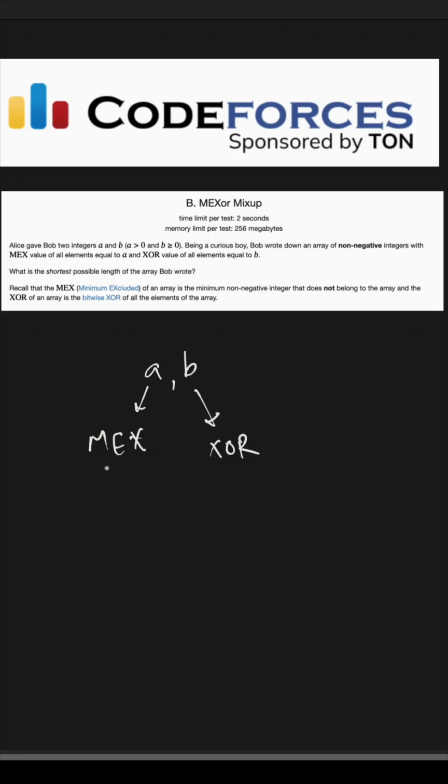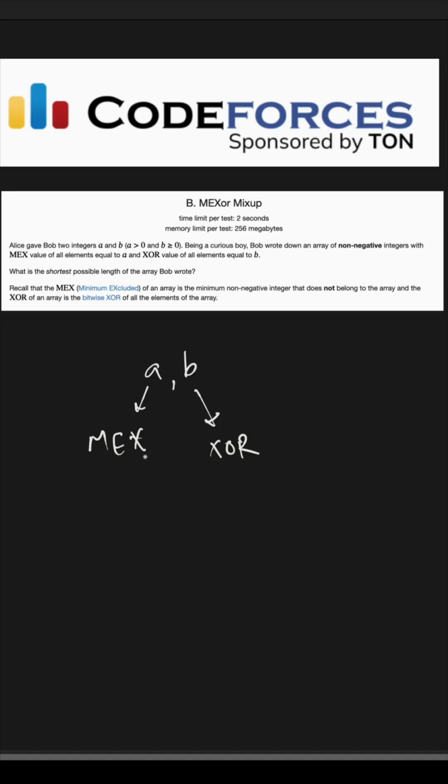So what does this MEX say? MEX means minimum excluded number. Suppose we are given an array 1, 2, 3, 5, 6. So here the minimum excluded number is 4. Okay, and XOR means the XOR of all the numbers.